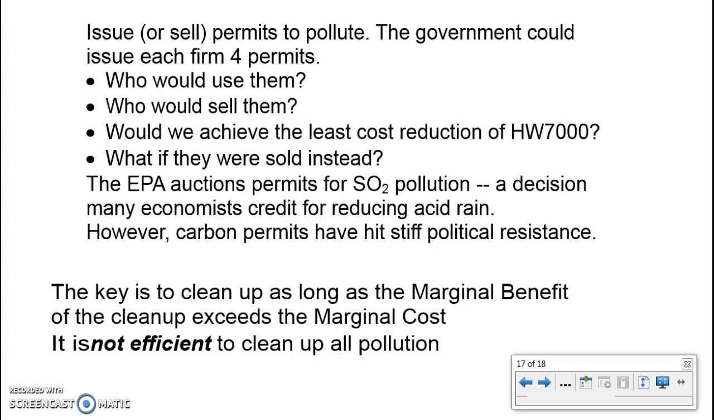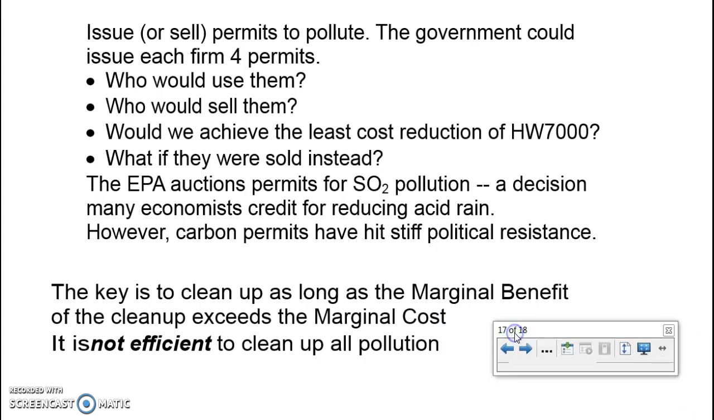And you're going to actually go online and look at the sulfur permit auction site. There's a lot of econ students who actually buy, as part of their class, sulfur permits. So if you go buy a sulfur permit, what happens is that's 1 less unit of sulfur that someone can actually pollute. So it's an interesting economic solution. But carbon permits, as you probably know, have hit a lot of political resistance. People do not like the idea of carbon permits. They think that it would harm the economy.